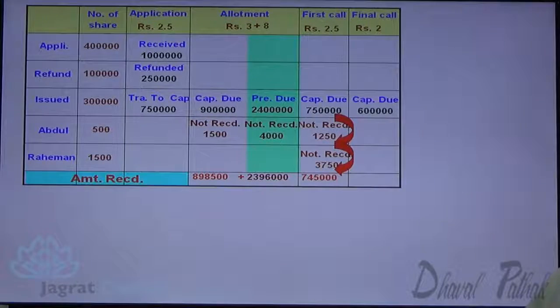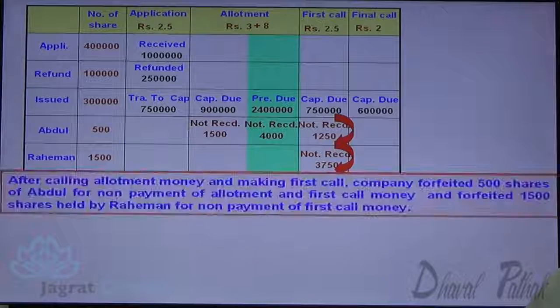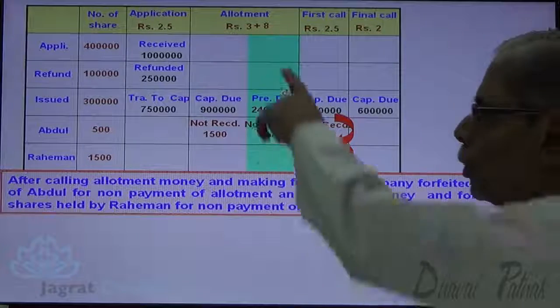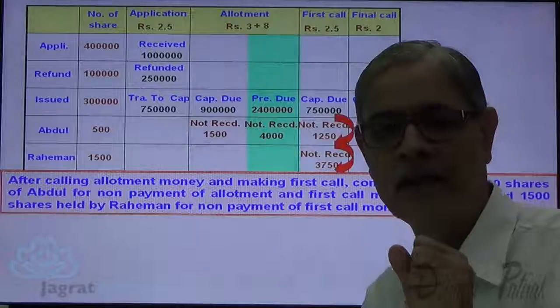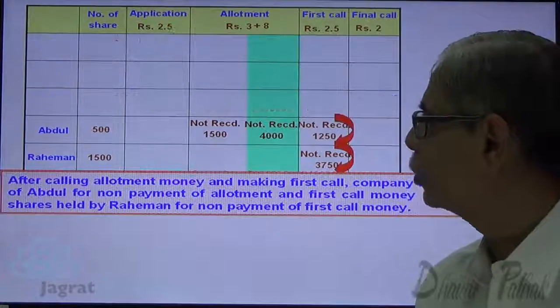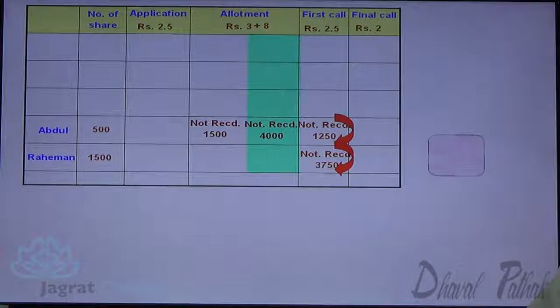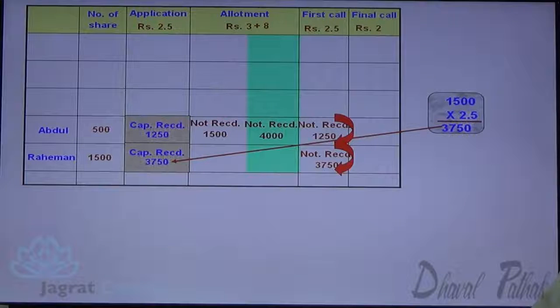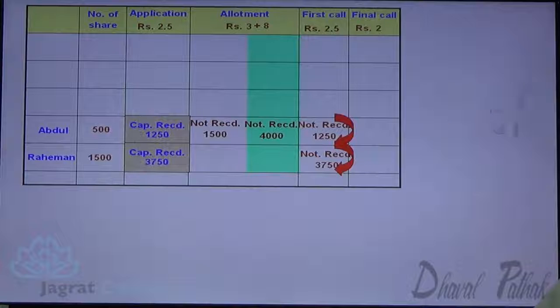Now I want to write down the forfeiture entry. Observe for the forfeiture entry. For your better understanding, I am just removing the other calculations and I want to work out the capital that has been received. On 500 shares at 2.5, this is the capital that has been received. On 1500 shares at 2.5, this is the capital received with application on 1500 shares.